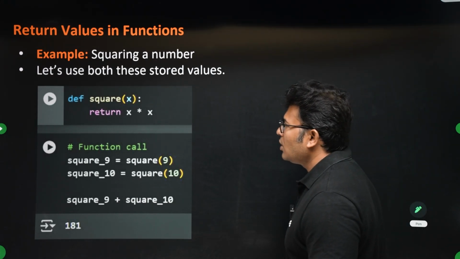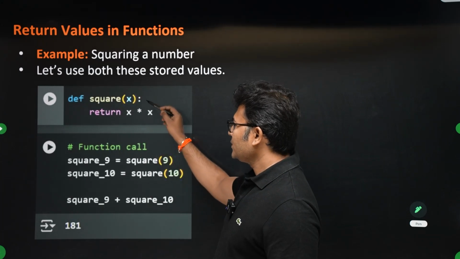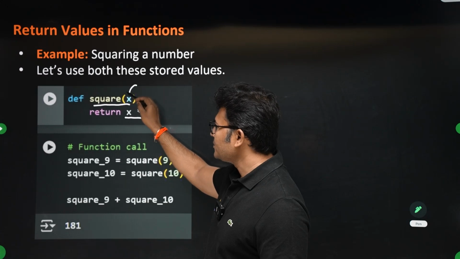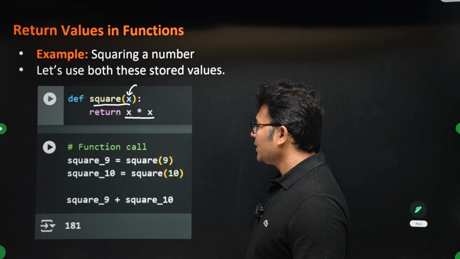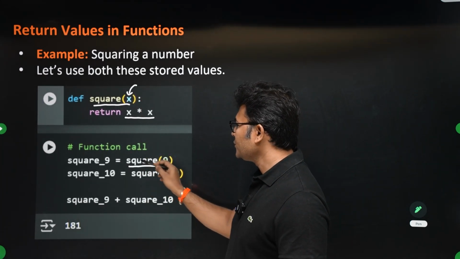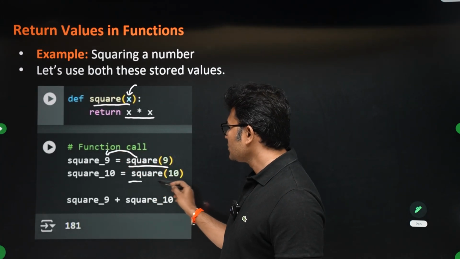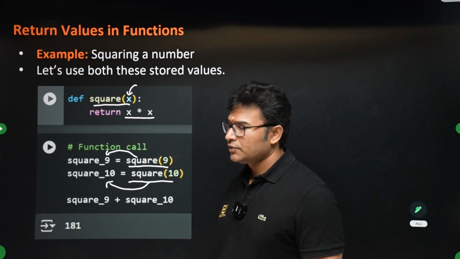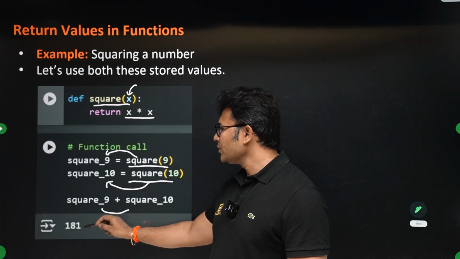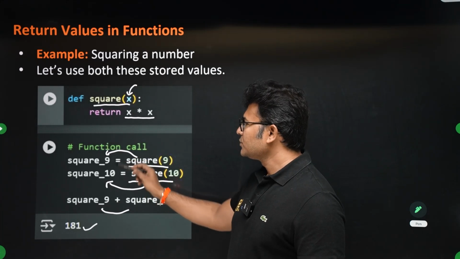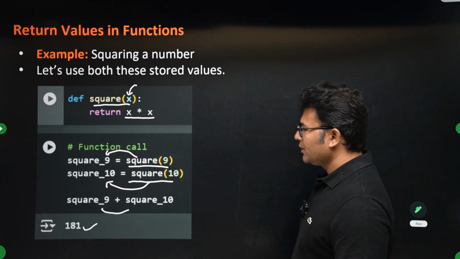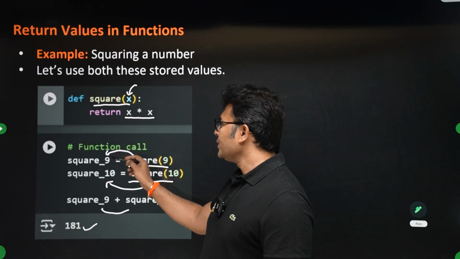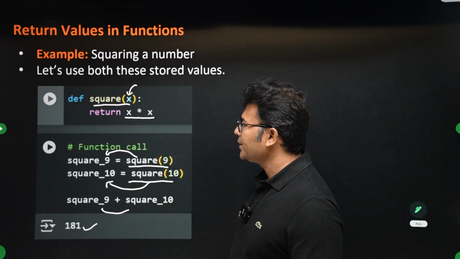Now you can call the function multiple times. For example, there is a function called square which is simply returning x into x when x is passed as a parameter. You can call square 9 and store it in a variable, and you can call square 10 and store it in a variable, and then you can perform some operation on those variables. For example, I am adding both of them, which has given me 181, because square of 9 is 81 and square of 10 is 100. So whenever you have captured the value of the return type, you can use it in further expressions. Okay.